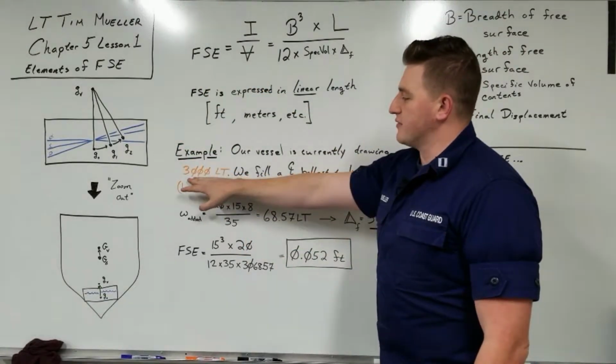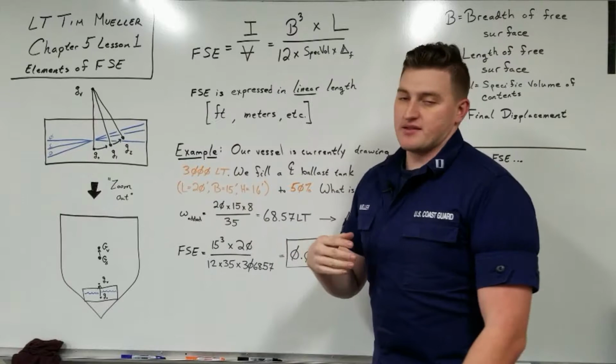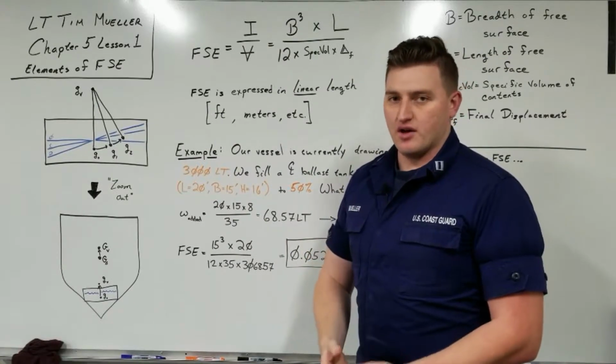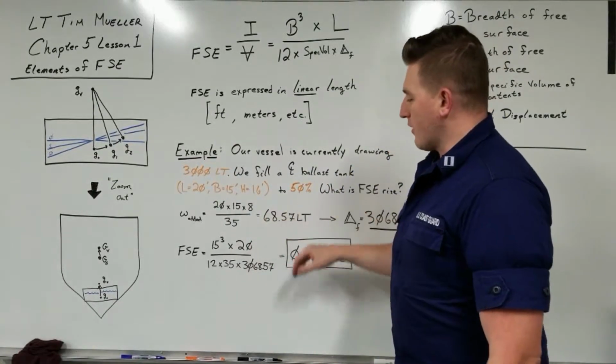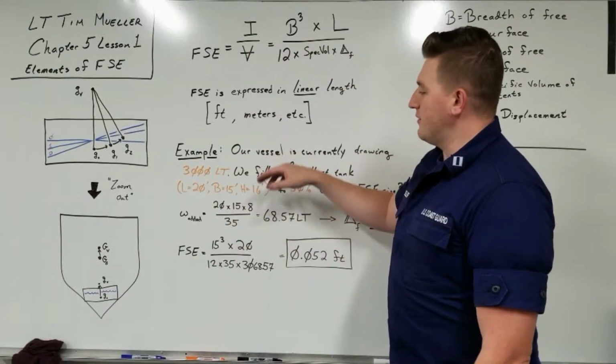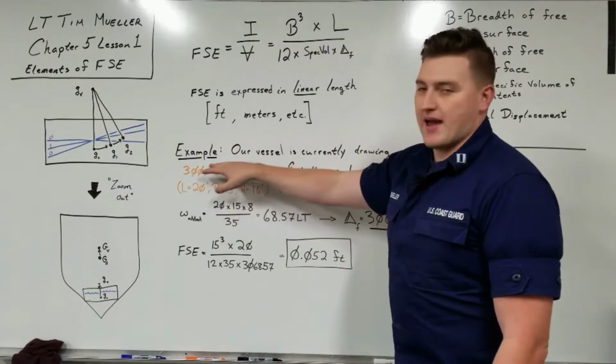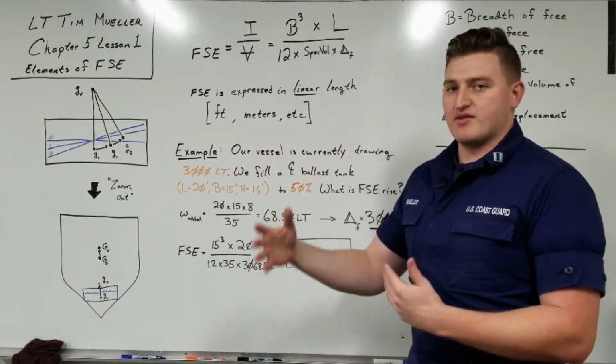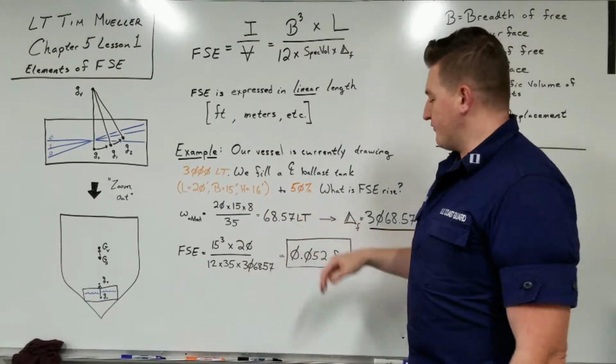So if we had a vessel that originally drew, let's say, 1,000 long tons, we would have much more of a free surface effect rise in center of gravity due to all of this going on, but we have less displacement. So there's less resistance of the ship trying to move.